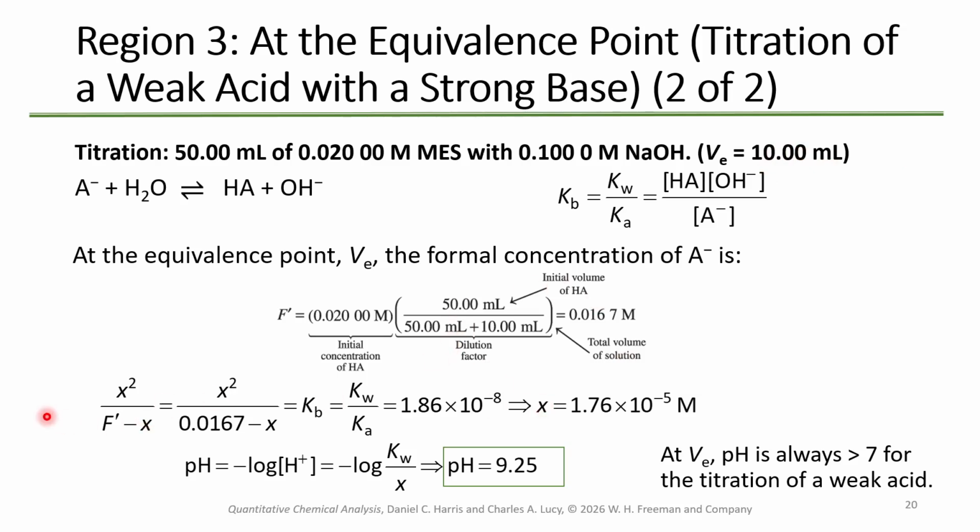All right. And so we again plug these numbers into our x squared. This time it's going to be a new formal concentration, which is the F prime, and then that's minus x again on the bottom. This is going to equal Kb. Notice your Kb value is very small here, and so it's a very safe assumption to make that you can just ignore this minus x value.